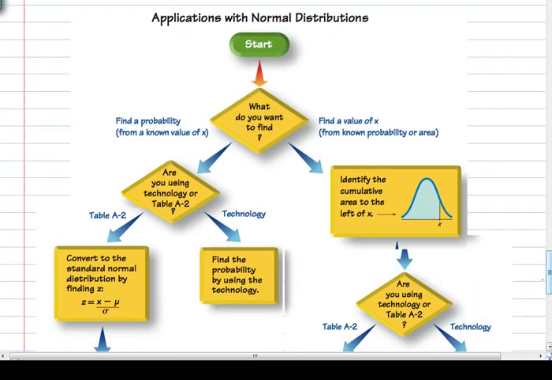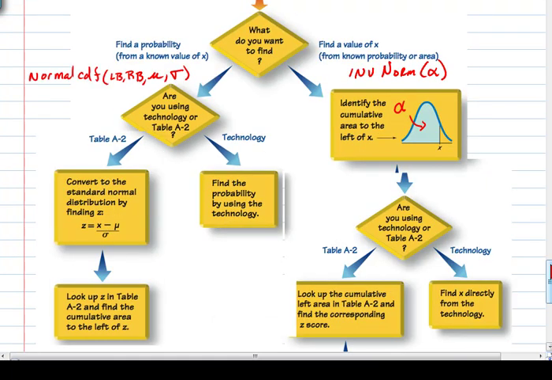So when you're working with applications with a normal distribution, the first thing you've got to ask yourself is, what is it that you want to find? Do you want to find a probability or do you want to find a value of x? If you want to find a probability, that's where you're going to use the normal CDF. And we're going to put in our left bound, right bound, the mean, and then the standard deviation. If you want to find a value from a known probability, that's where you use the inverse norm. Alpha is what I'm calling this shaded region right here. And there's a reason I'm calling it alpha, and you'll find out as we get deeper into the course. So once you decide what you're going to find, that determines which feature of the calculator you're going to use.